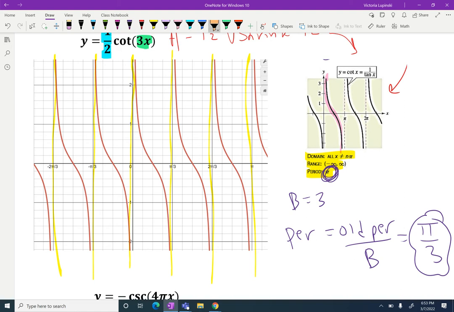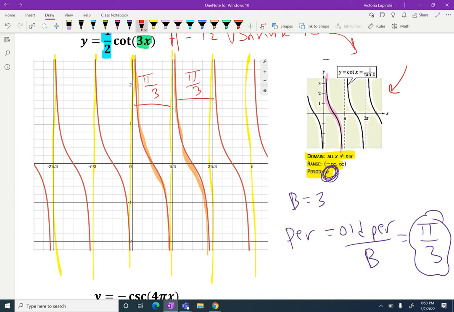So if you look at this wave right here, it goes from 0 to pi over 3. That's a period of pi over 3. If you look at this cycle, it goes from pi over 3 to 2 pi over 3, which is also a distance of pi over 3. Again, the period is the distance, in this case, from asymptote to asymptote, pi over 3 in each of those circumstances.